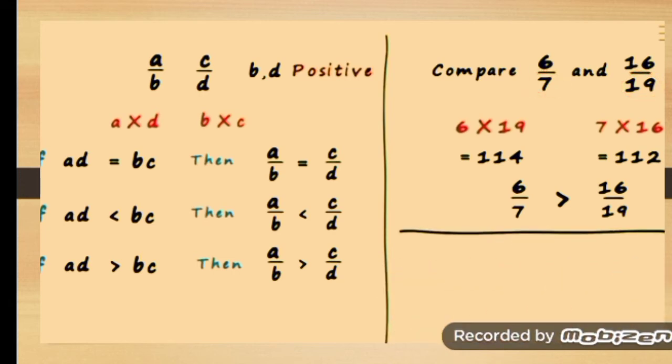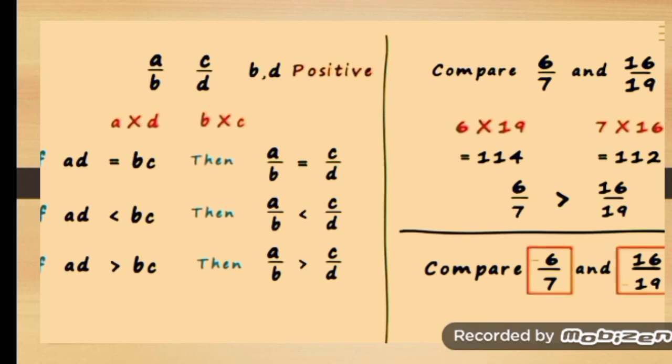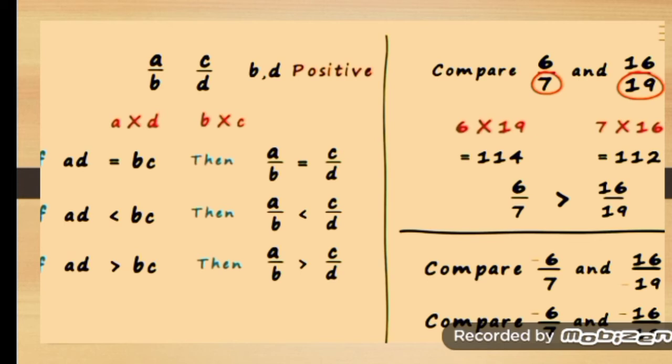So what if we were asked a question like this? Compare minus 6 by 7 and 16 by minus 19. Here, the denominator of the second rational number is negative. Does that mean we cannot compare these two rational numbers using this technique? Of course we can. We just write the second rational number differently. It's the same as asking us to compare minus 6 by 7 and minus 16 by 19. These two rational numbers have the same value. So keep in mind, if the denominators are positive, we can use this technique to compare the two rational numbers.